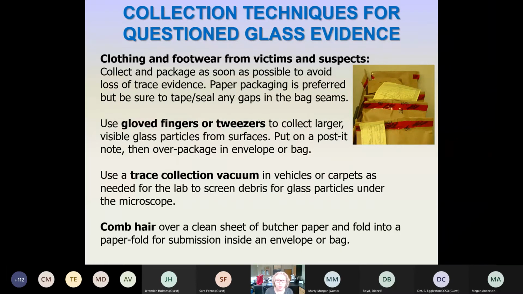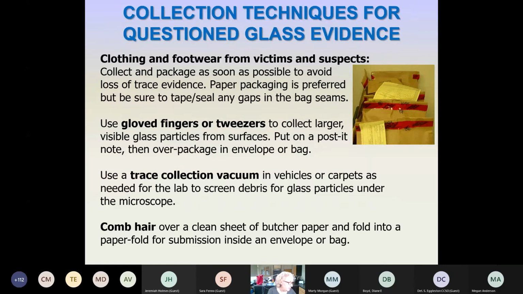If you are collecting small particles that you can visibly see, then use your gloved fingers or tweezers. We do ask for gloves because we don't want your transfer of DNA on any of this evidence, just in case there is forwarding of any biological evidence on this sample further in the laboratory. We don't want to pick you up on that evidence. And put these small particles on a Post-it note and then over-package them in an envelope or a bag.